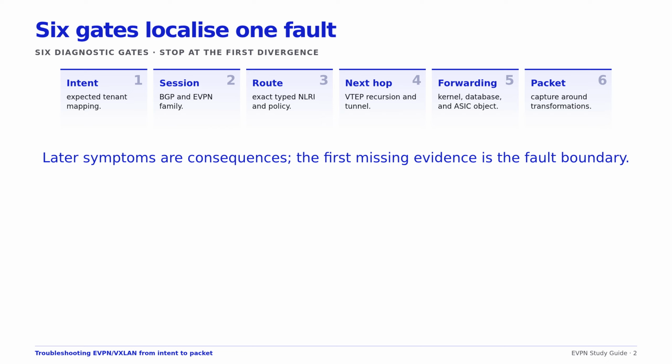We shall cross into software and hardware forwarding objects. Then, we shall place packet captures around each transformation. Finally, we shall turn symptoms into a decision tree and preserve a reusable evidence bundle. The objective is fast fault isolation with minimal mutation, not a catalog of show commands.